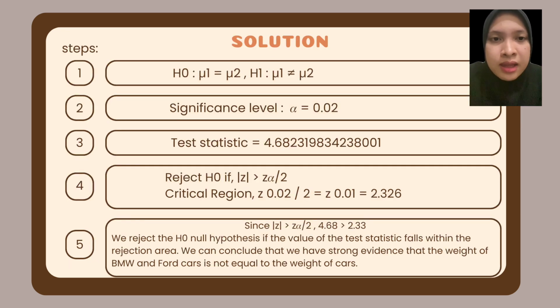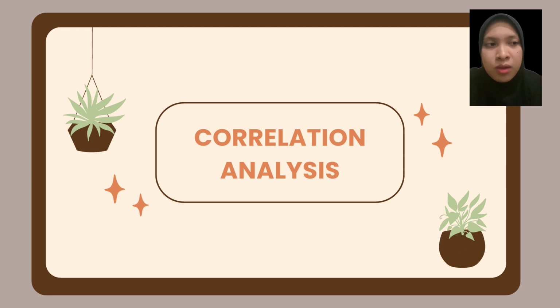For H0, we get the same weight of BMW and Ford cars, and H1 is different weight of BMW and Ford cars. Significant level alpha is 0.02 and the t-test is 4.682, and by the decision rule we get the critical region is 2.326. The decision: the t-test is more than the critical region. We reject the H0 hypothesis if the value of the t-test falls within the rejection area. We can conclude that we have strong evidence that the weight of BMW and Ford cars is not equal.